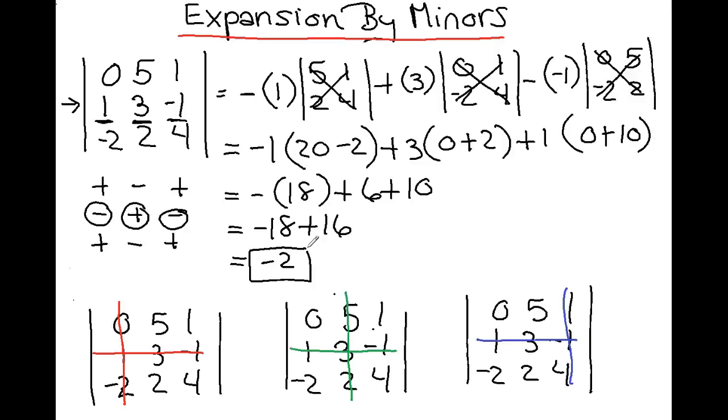And you can do the same process using any column or any row, and the result should be the same. Occasionally, you will get a 0 as your answer. You can also get positive numbers as an answer. It just so happened that in this case, when we expanded by minors for this particular 3 by 3, we got negative 2 as the determinant of this matrix.